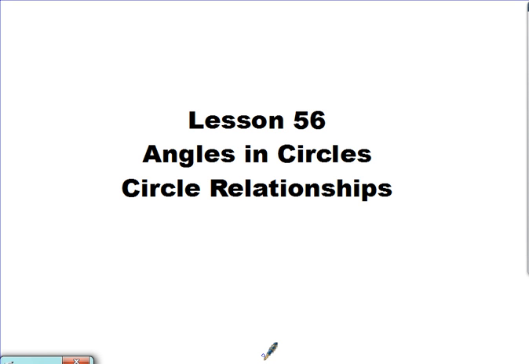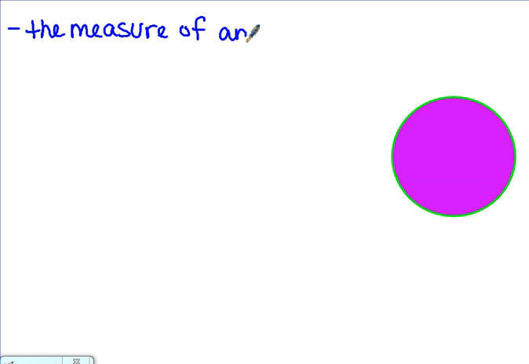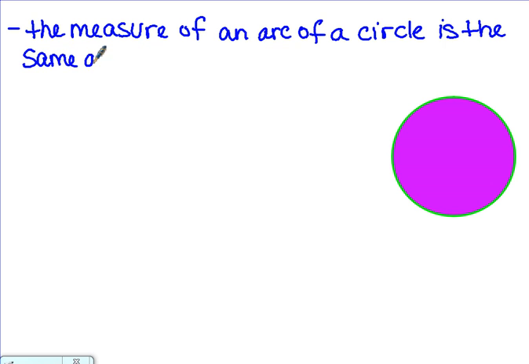Lesson 56, angles in circles and circle relationships. When we talk about angles in circles, the measure of an arc of a circle is the same as the measure of a central angle. The measure of an arc of a circle is the same as the measure of the central angle.